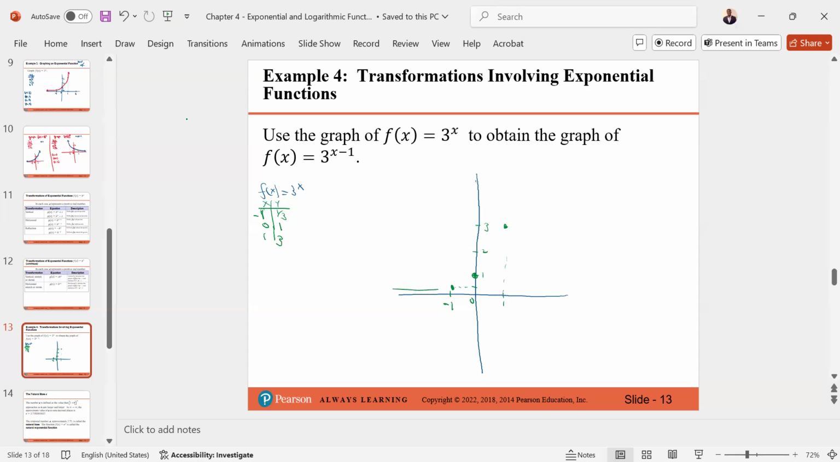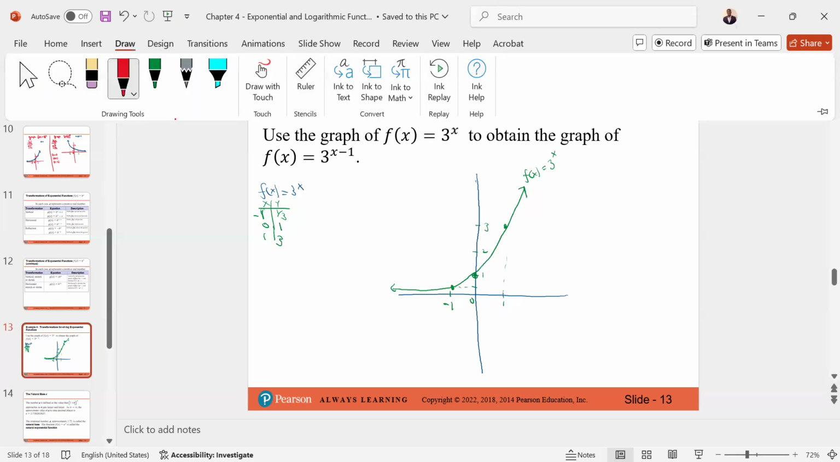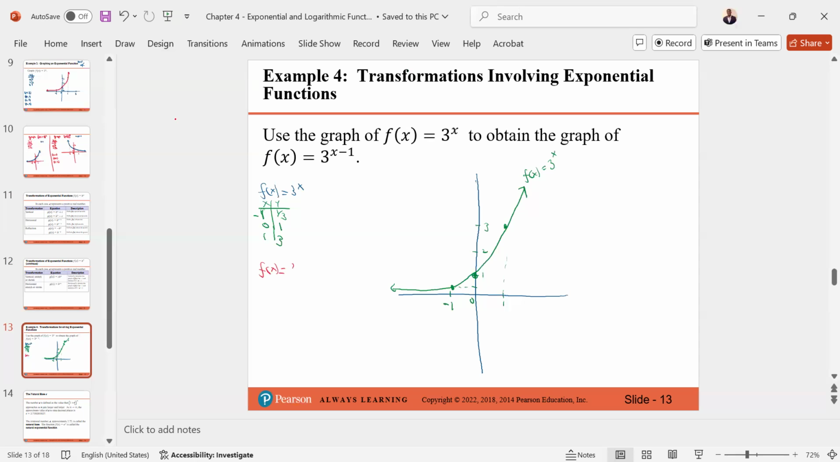So this one is the graph of f of x equal 3 power x. Now let's do its transformations. How about the transformation? We have f of x equal 3 power x minus 1.